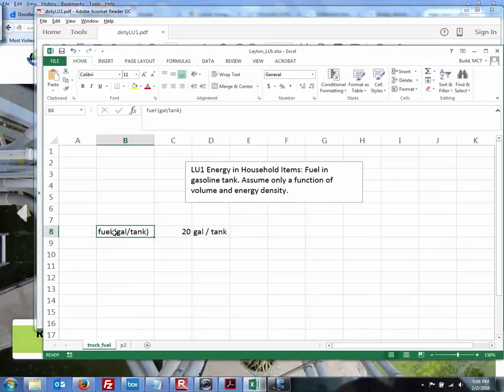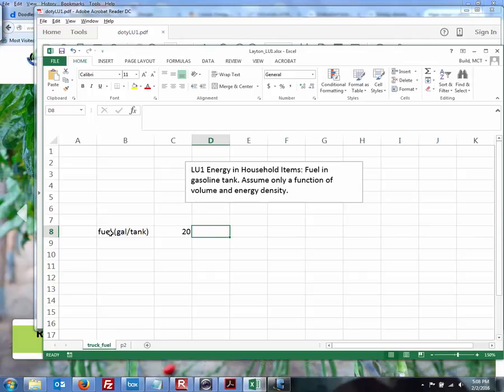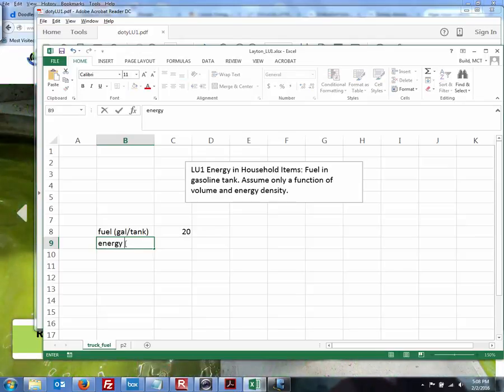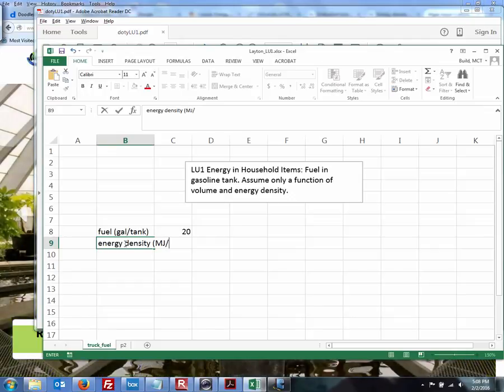So you're naming what it is you're talking about. In fact, I'll do it that way. You've already seen the way Sean did it. So fuel is gallons per tank. You know what the units are. And now I'm going to write energy density, and I'm going to write this as megajoules per liter.